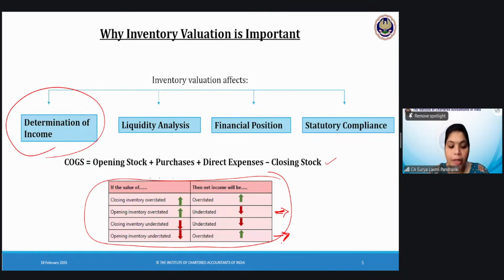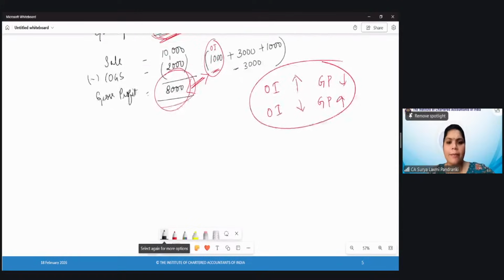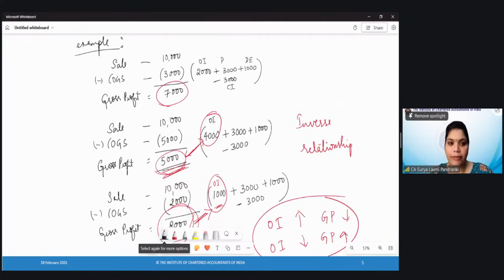So we are done, right? Now let's move to the closing inventory part. We'll take that same example and see how closing inventory also has an effect. I'm taking the same example, but just changing the closing inventory.